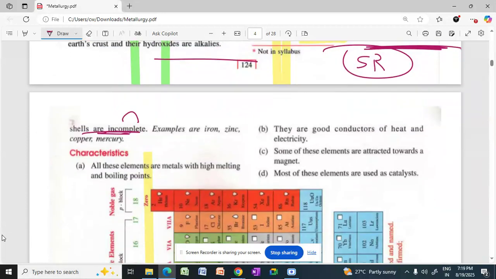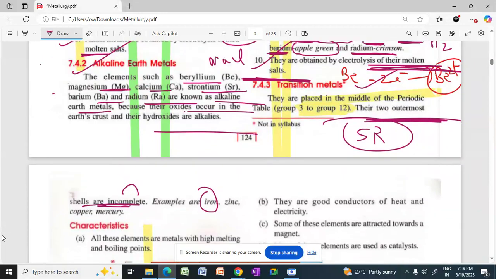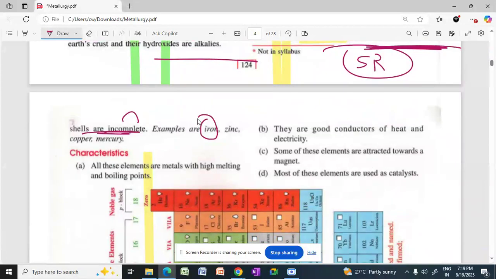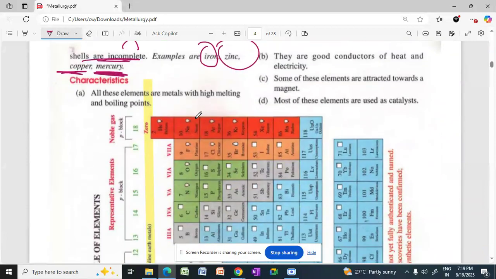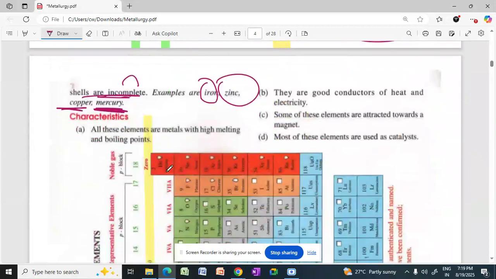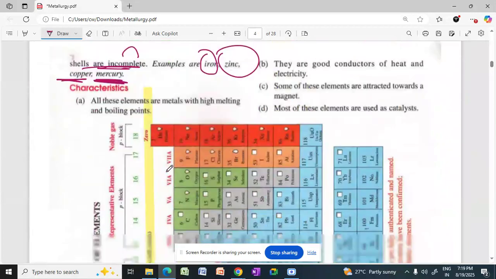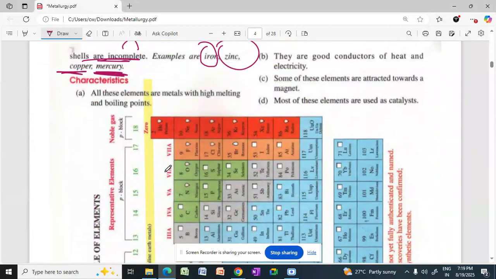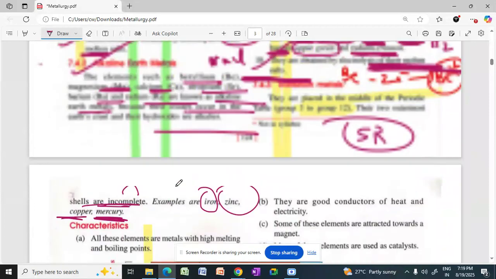Now we will discuss some examples. Iron is a transition metal. Zinc, copper, mercury, these all are transition metals. Now, what are the characteristics of transition metals? Listen to these carefully. These are important points to remember. Maintain proper concentration.